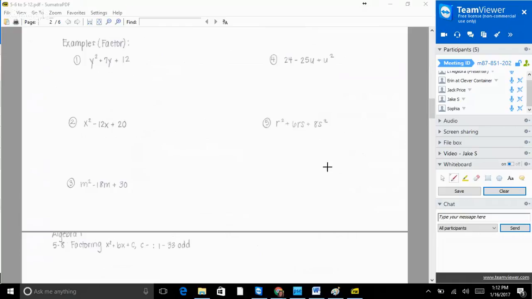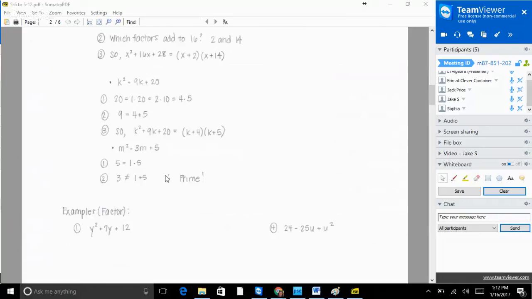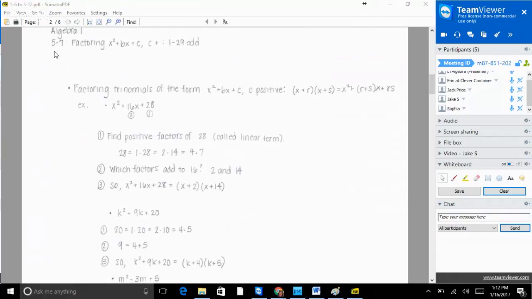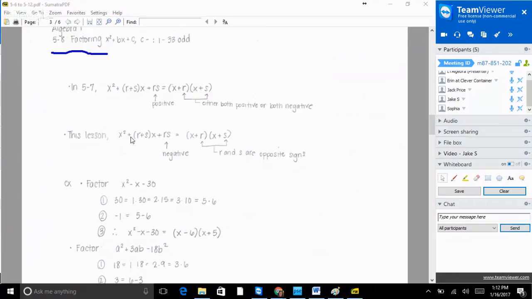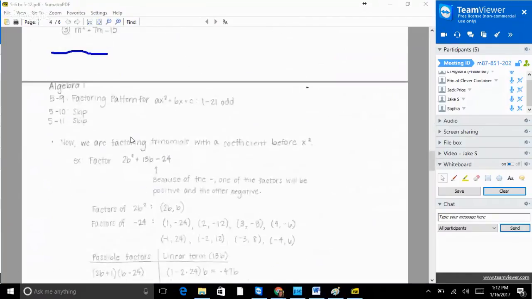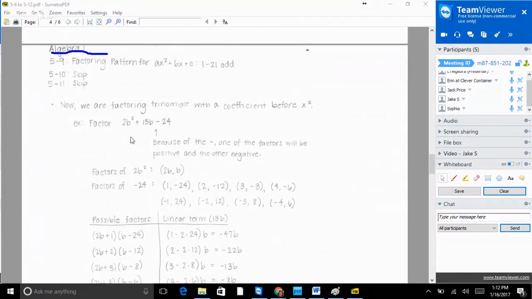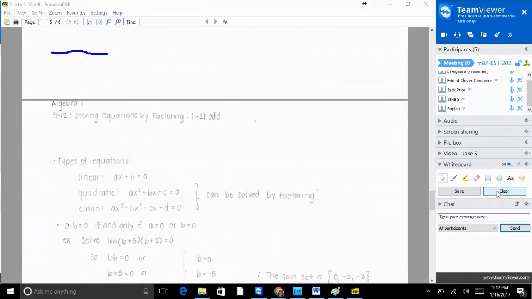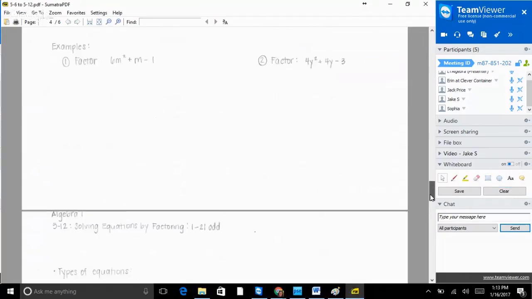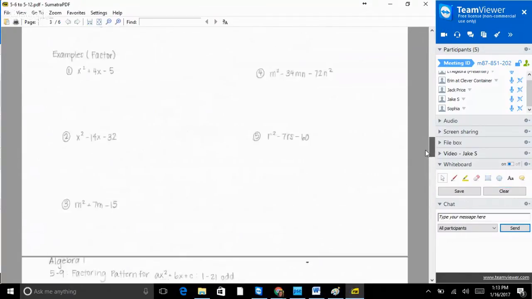Sorry. All right, so here's the deal. You know that stuff we were just talking about, factoring or unfoiling? I'm sorry for all the scrolling. 5-7 is factoring. Section 5-8 is factoring. Section 5-9 is factoring. And then we skip and we do section 5-12. So basically the next 3 sections are all the same things. They just kind of make it a little harder each time.